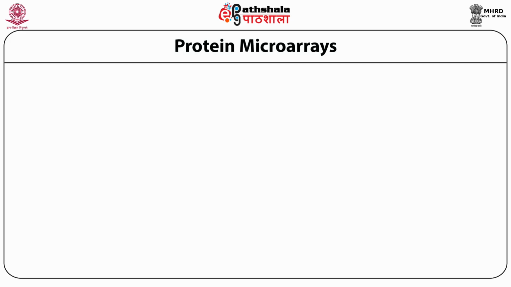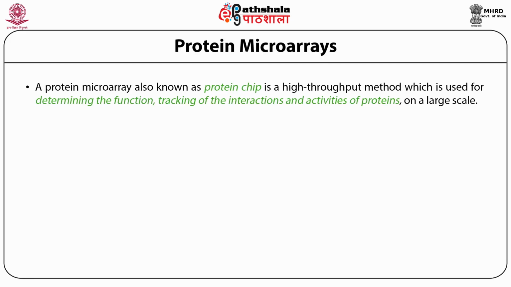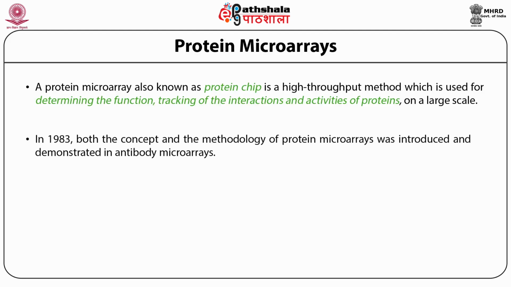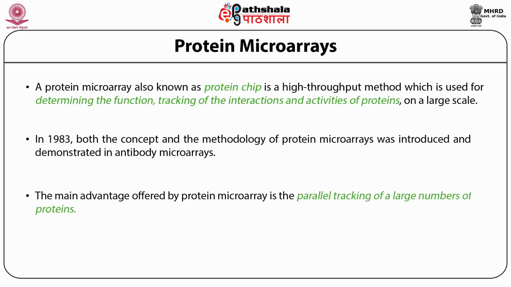Protein microarrays. A protein microarray, also known as protein chip, is a high-throughput method which is used for determining the function, tracking of the interactions, and activities of the proteins on a large scale. In 1983, both the concept and the methodology of protein microarrays was introduced and demonstrated in antibody microarrays. The main advantage offered by protein microarray is the parallel tracking of a large number of proteins.